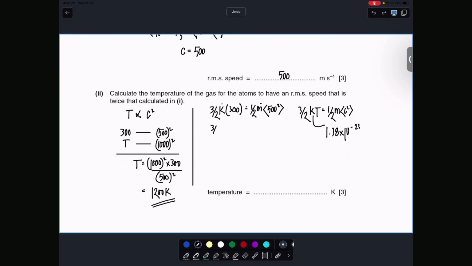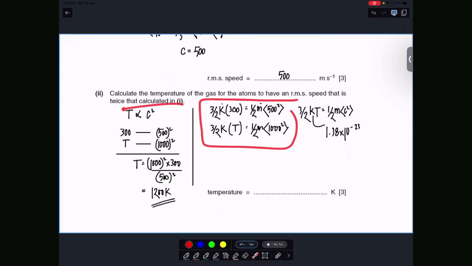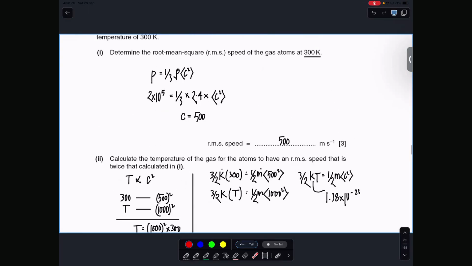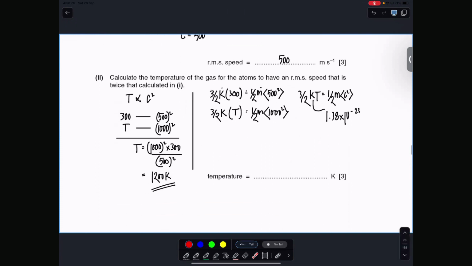It's a class session. I'll take 5 minutes extra. 3 by 2 K. This 300 জায়গায় কি আসবে? Unknown temperature equals half whatever M you found initially, 1000 squared. I don't recommend this because essentially you're just doing the same thing. You'll probably do this if you don't understand unitary method. So yeah, this is going to be 1200.